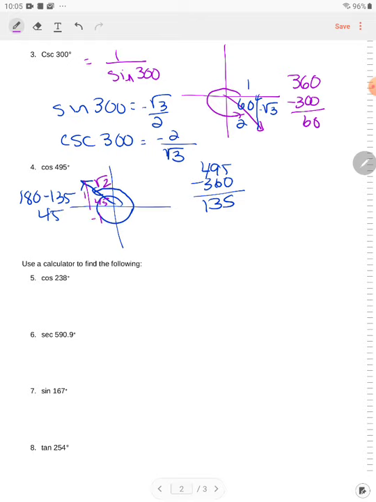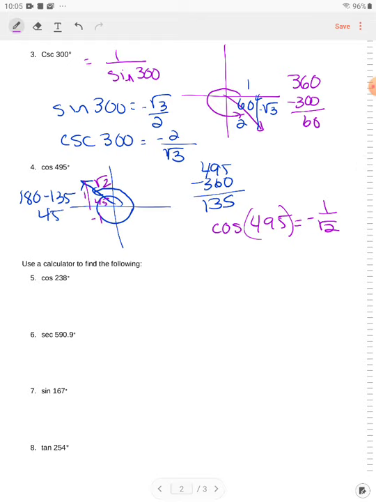Again, remember the x value is negative if we look at it as an ordered pair. So cosine of 495, so that is coterminal with the angle 135. Cosine of 495 is negative 1 over root 2. Now, we can also use our calculator to solve these.